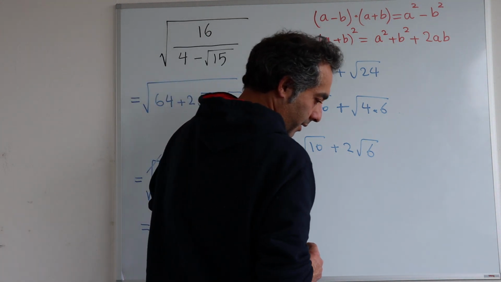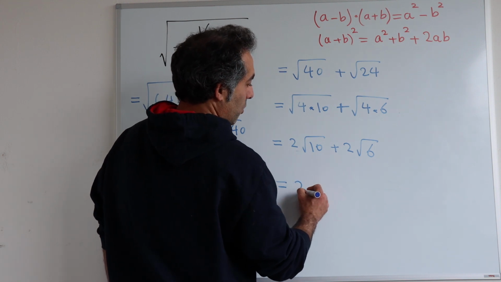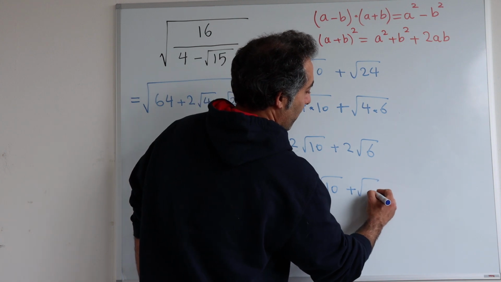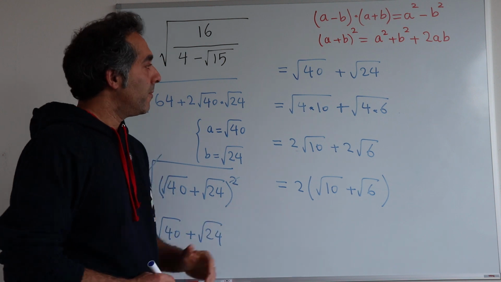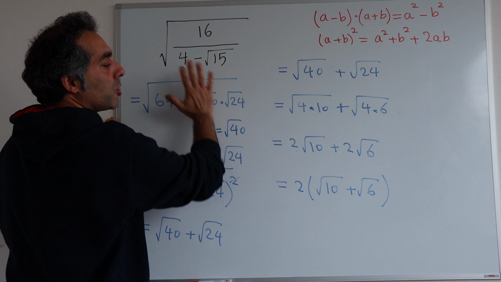Now I can write it as 2 times the square root of 10 plus the square root of 6. It's the simplest form we can find from this main expression here.